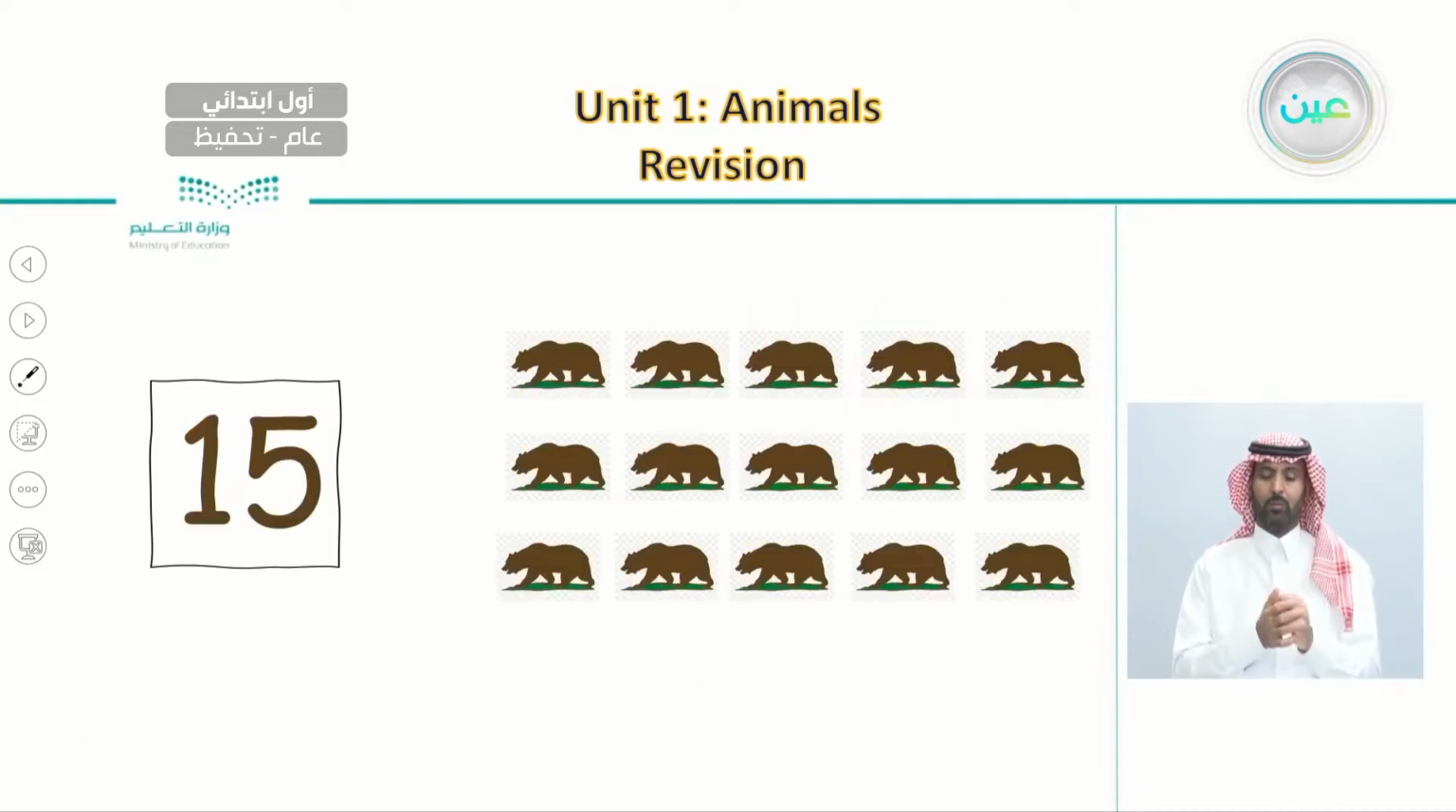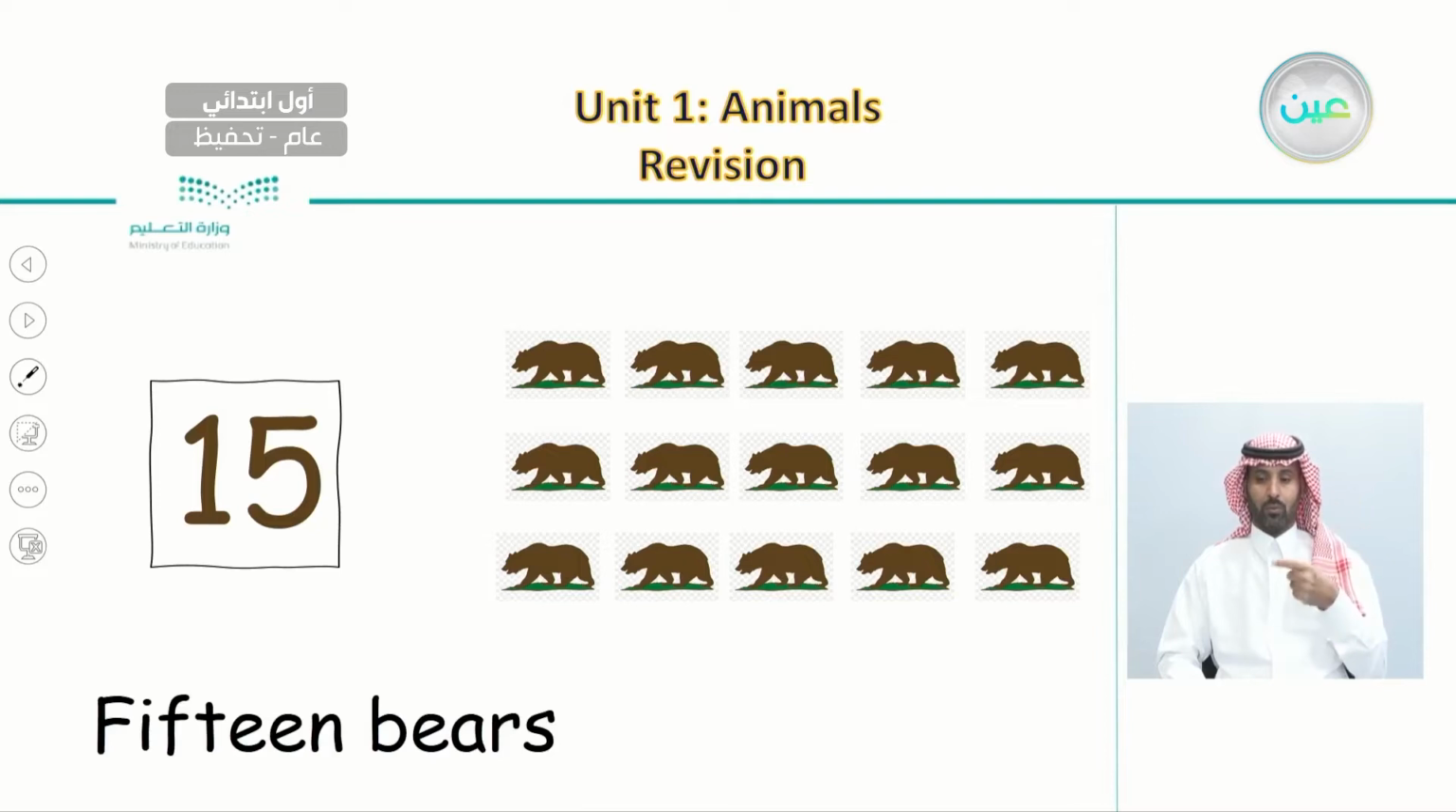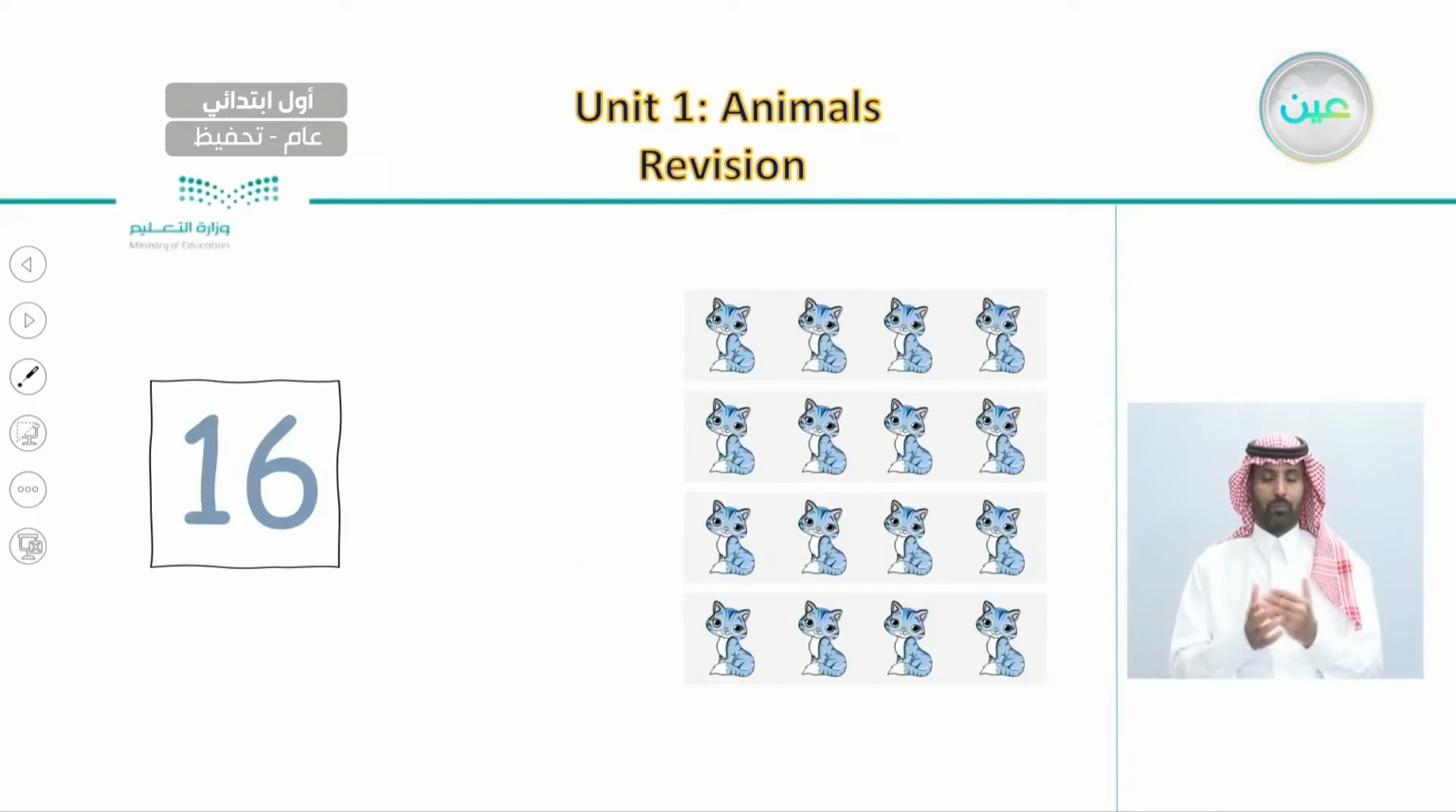Now let's move on and see the next one. What do we call this animal? We call it a bear. And can you tell from this picture how many bears we have? Let's count them again. 1, 2, 3, 4, 5, 6, 7, 8, 9, 10, 11, 12, 13, 14, and 15. So here we have 15 bears. And let's see the next one.